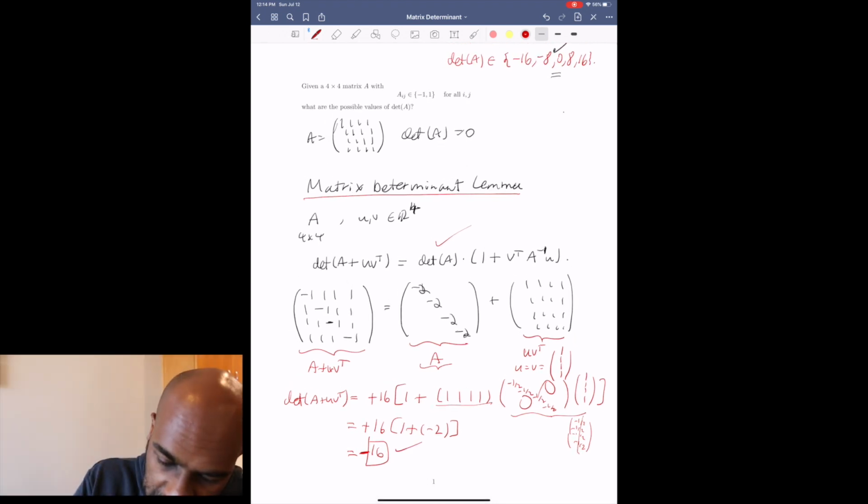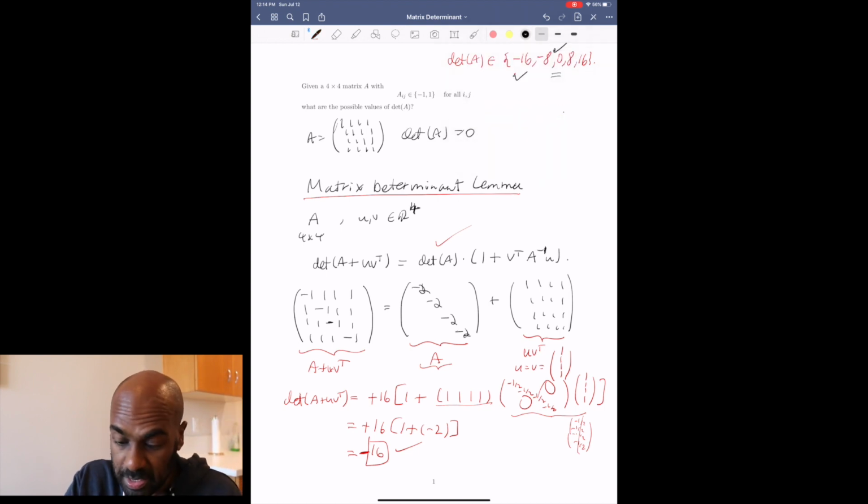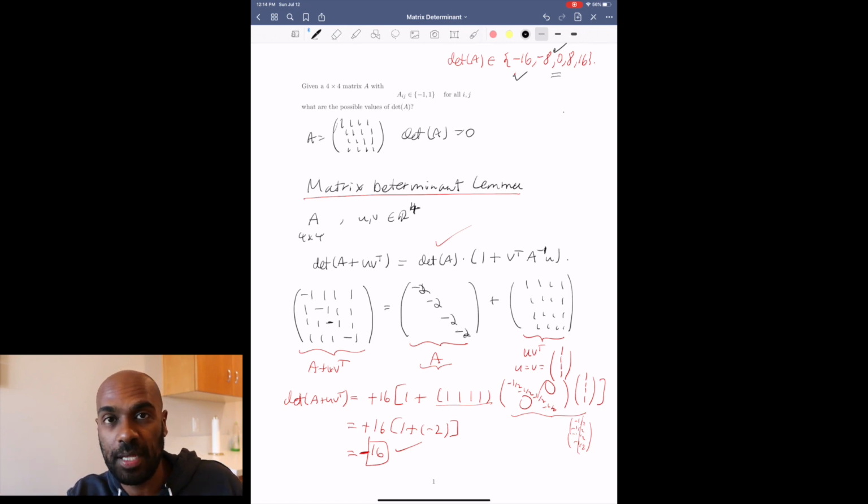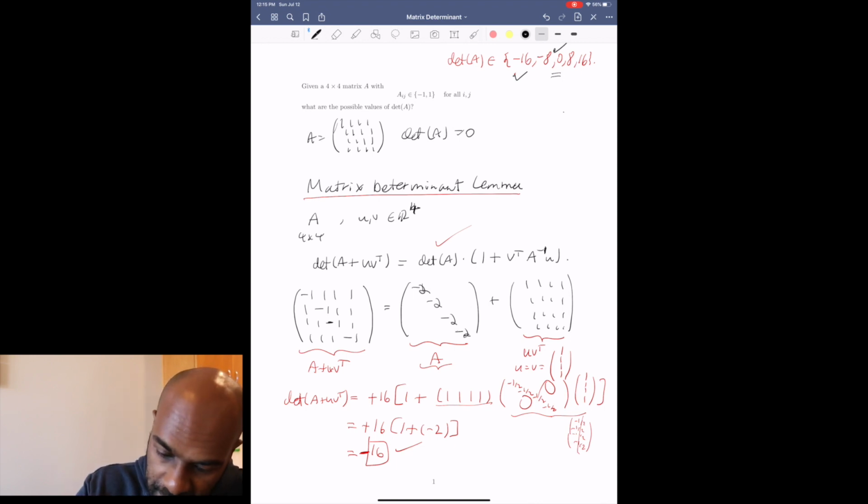And you might think to yourself, this seemed like a miraculous thing, like where did I come up with this? Where did this come from? And so the idea was, we had the matrix determinant lemma in this previous video, and so I happen to know then that this matrix with the negative 1s on the diagonal and the 1s everywhere else is going to have a non-zero determinant, right? And so it's going to be one of 16 or negative 16 or 8 or negative 8 by the argument that we said that determinant of A has to be in that set. I just didn't know which one of those is going to be. So we get negative 16.